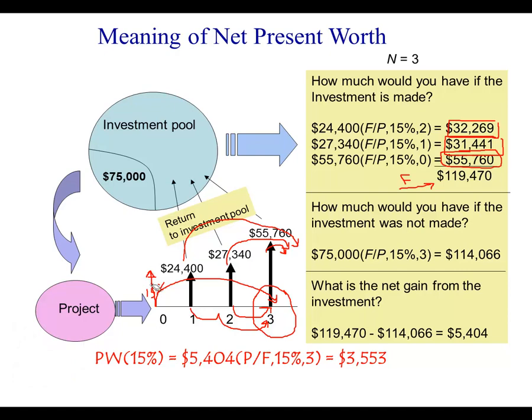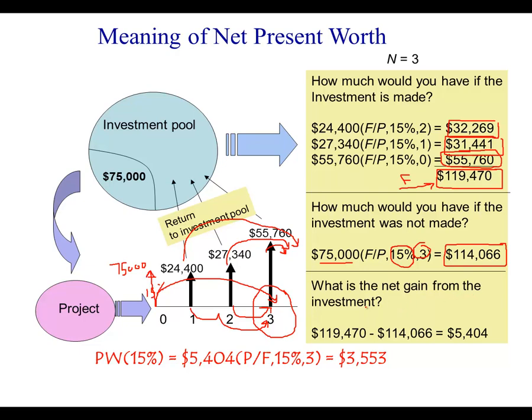So the 75,000 is going to be moved to the future with n equal to 3 and the interest 15%. We are given the present value of 75. The future value will equal $114,066. So this is the value if I left the money in the account. This is the value if I invested and bought a new machine.